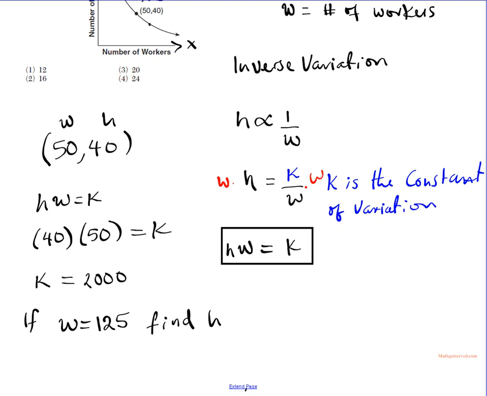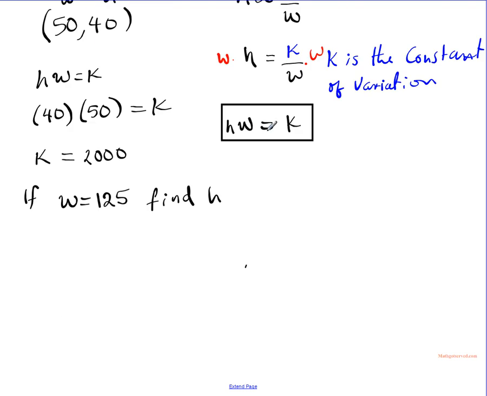So let me consult my equation of inverse variation. Again, I know that HW is always equal to K. In this case, I know that W is 125, and I don't know H, so I'm going to have H times 125. If I multiply these two, they're always going to be equal to what? The constant of inverse variation, which is 2000. Any point you pick, the other coordinate multiplied by that will always give you 2000.